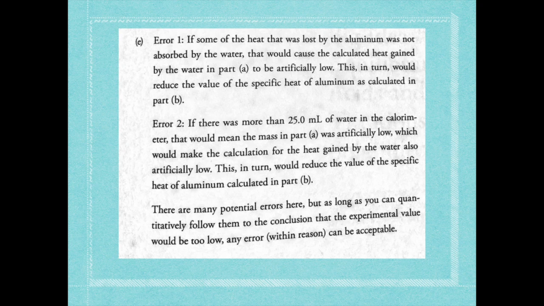If your Q is too small, again, your Q, the heat that the water gains, is too small. That means that the heat that the aluminum lost is also too small, which means your specific heat is going to be too small as well. So all of those are different things that you can use to explain why your specific heat of aluminum was smaller than it actually should have been.